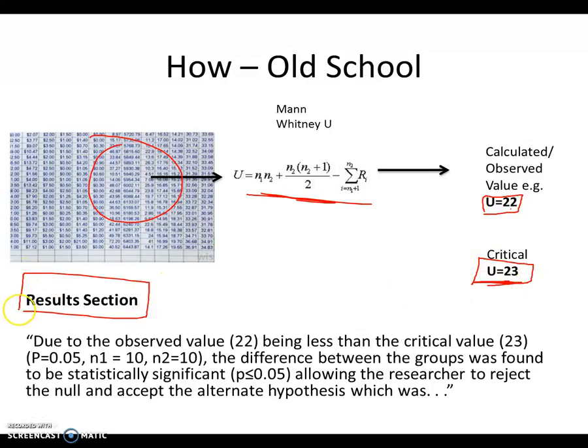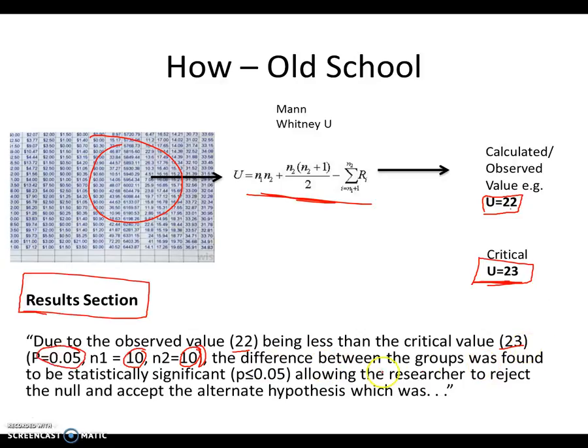In our results section in our research, therefore, we would write this statement. Due to the observed value of 22 being less than the critical value, 23, and then we give a few details, p is 0.05, n1 equals 10, n2 equals 10. So hopefully you've remembered that's the significance level of the table. The n1 is the number of participants in one group, and n2 is the number of participants in the other group. So we tell the reader where we got that critical value from, essentially.